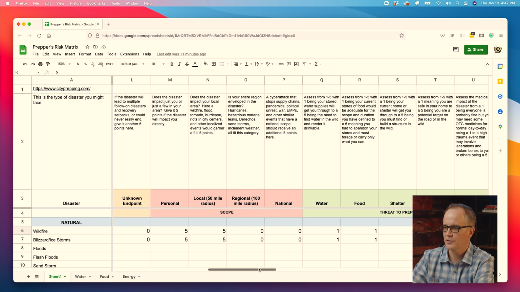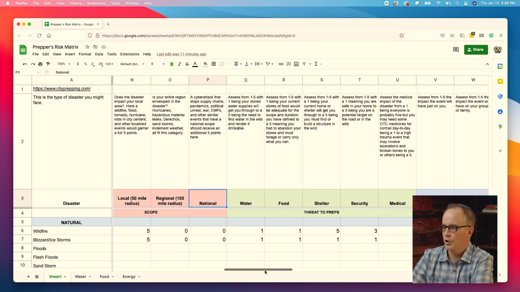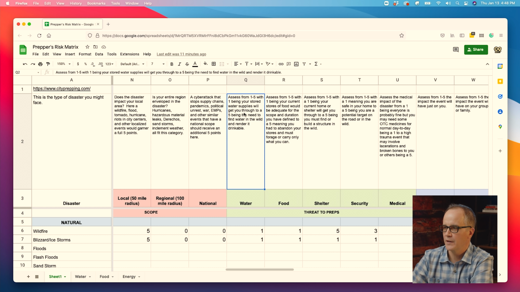Now, these other ones, scope, and again, I'm not going to go through each one of these, but as you can see, it just walks you through. Is this going to impact you in your personal area? Is this 50 miles out, 100 miles, national? As you go through each one of these, this one talks about threat to your preps. Will it impact your water? Let's look at this one. Assess from 1 to 5, with a 1 being your stored water supplies will get you through, to a 5 being the need to find water in the wild and render it drinkable.